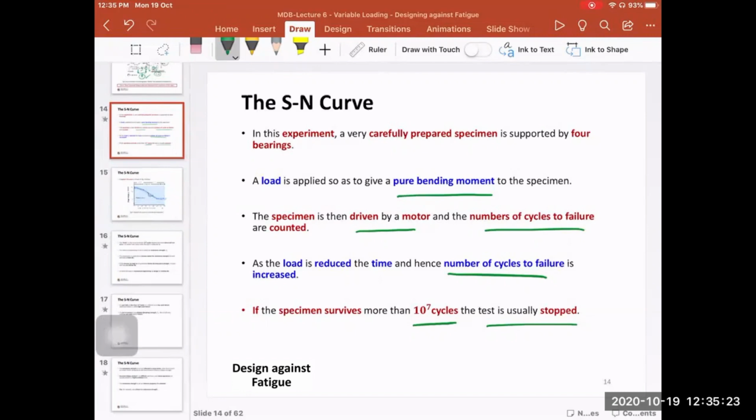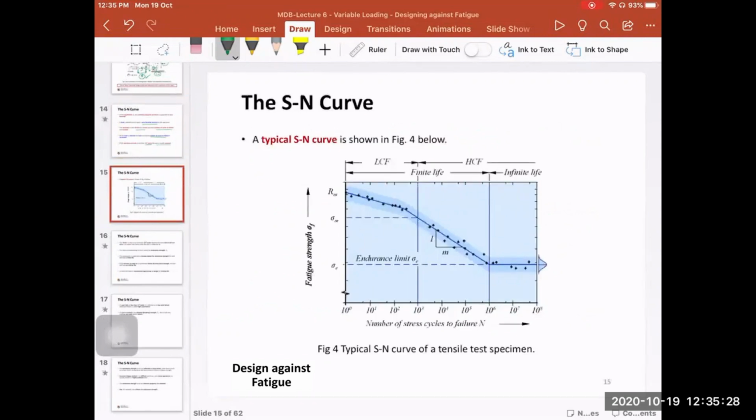No, sir. Okay. So based on the Wooler experiment, this kind of curve can be obtained. You see here we have a fluctuating load on the y-axis, and on the x-axis we have the number of cycles to failure. This is one typical SN curve. S stands for strength, and N is the number of cycles.